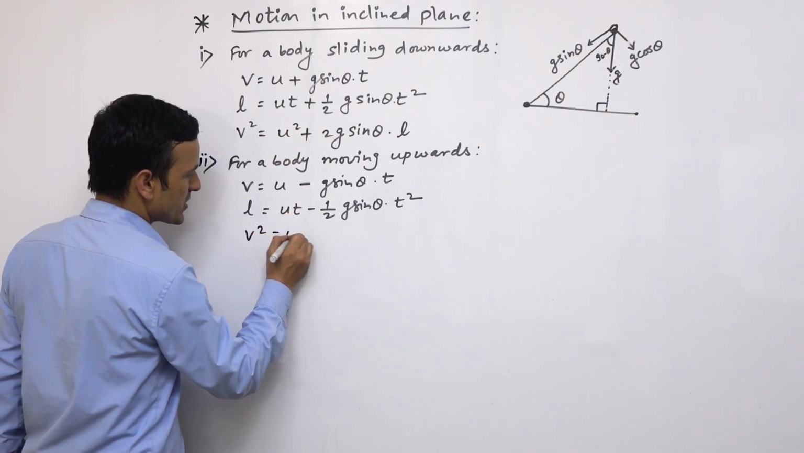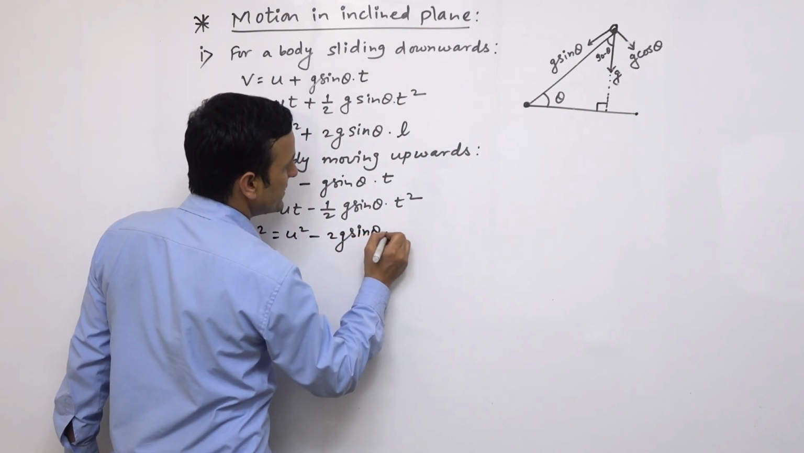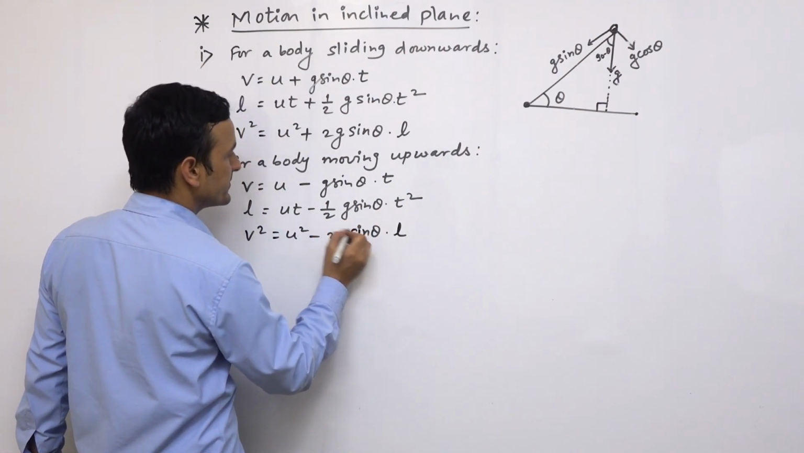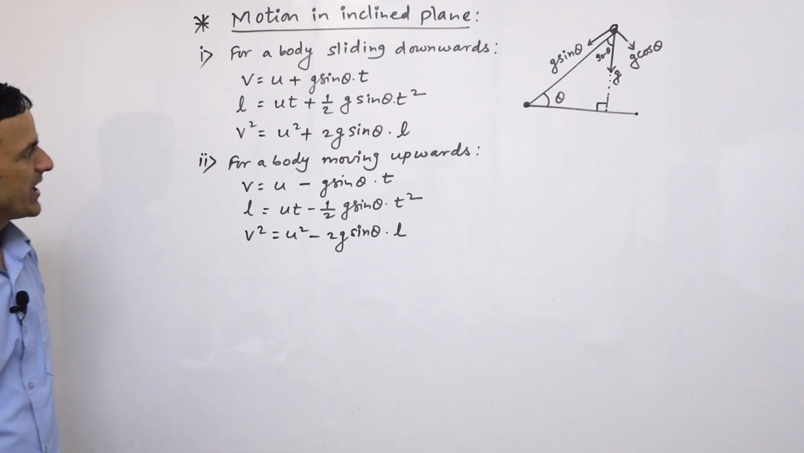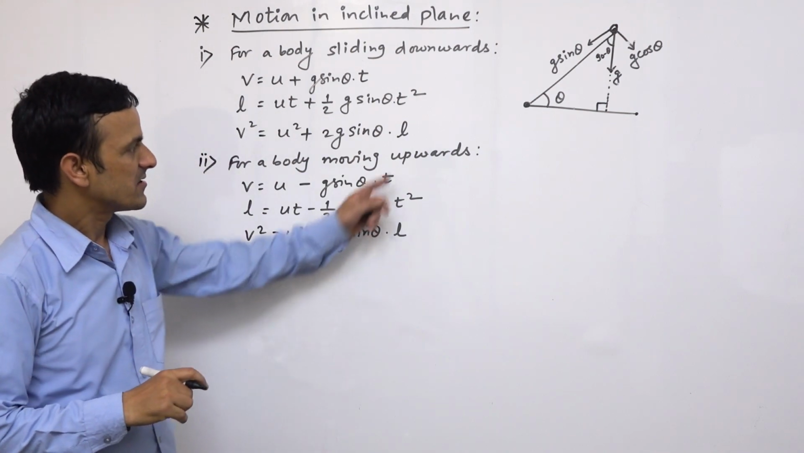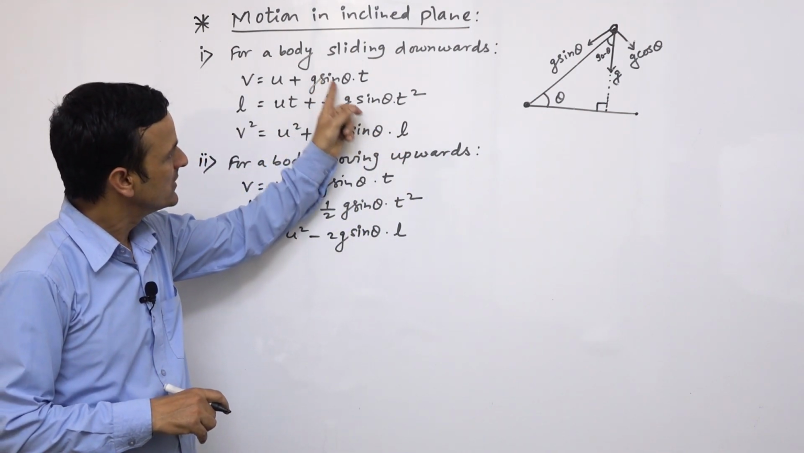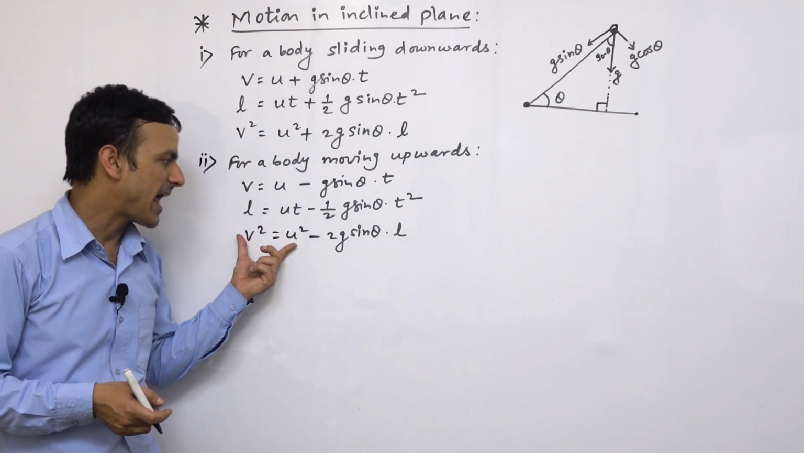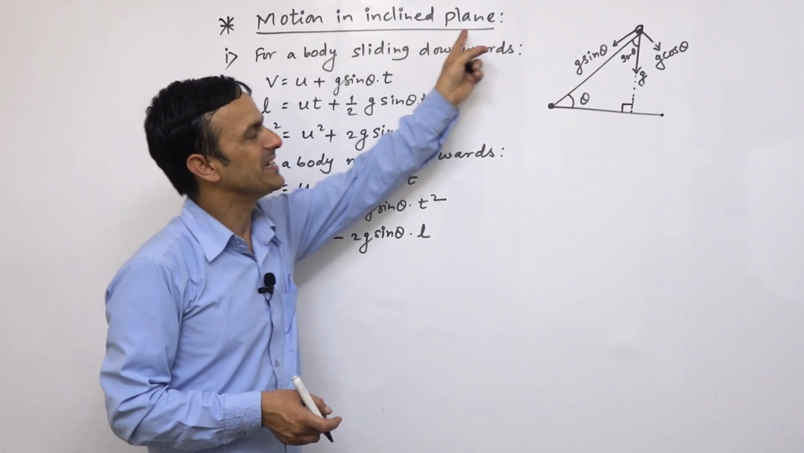Now v square is equal to u square minus 2g sin θ into L. So this is the other term, 2g sin θ into L. So this is the formula. In this way, wherever we have h, put L, and wherever we have g, we have to put g sin θ. So in this way we can use or apply the formulas for any particle when it is on an inclined plane.